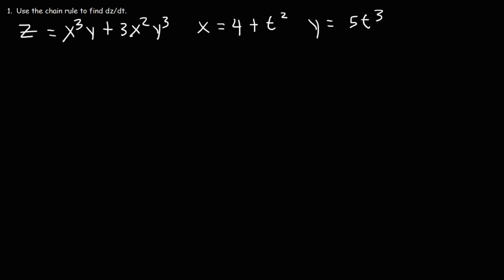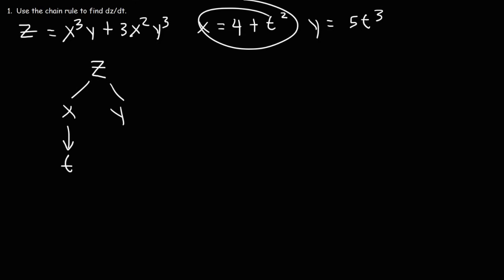Let's work on this problem. Use the chain rule to find dz/dt. How can we do this? Well, we need to use partial derivatives. So z is a function of x and y, as we can see here. And x is a function of t. x is equal to 4 plus t squared, rather. And y is also a function of t.